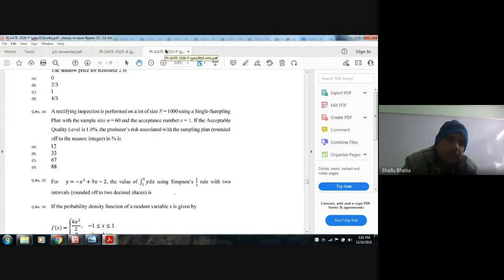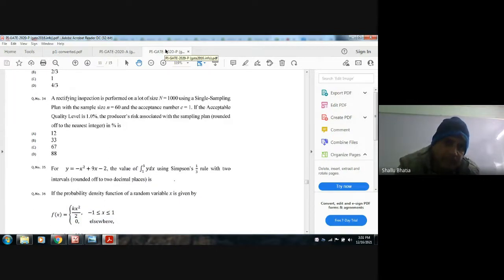Next, a rectifying inspection is performed on a lot of size N equal to 1000 using a single sampling plan with a sample size n equal to 60, and the acceptance number C equal to 1. If the acceptance quality level is 1%, the producer's risk associated with the sampling plan, rounded off to the nearest integer in percentage, is: option A, 12; option B, 33; option C, 67; option D, 88.